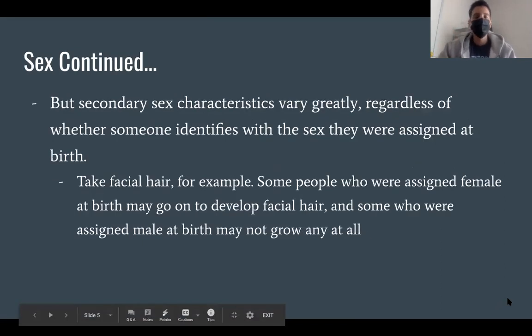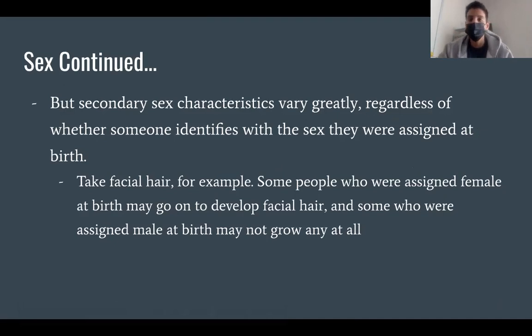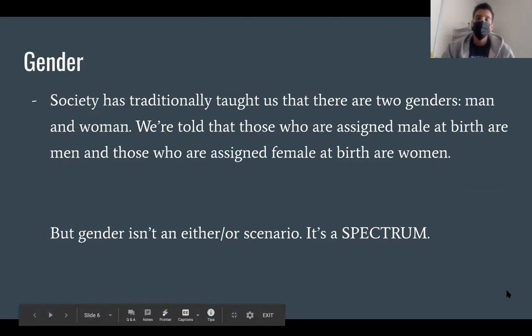But secondary sex characteristics really vary, okay? And regardless of whether someone identifies with the sex that they were assigned at birth or not. So for example, facial hair, there are some people who were assigned female at birth who have facial hair. And there are some people who are assigned male at birth who have a very difficult time growing facial hair throughout their entire life or have none. Just an example.